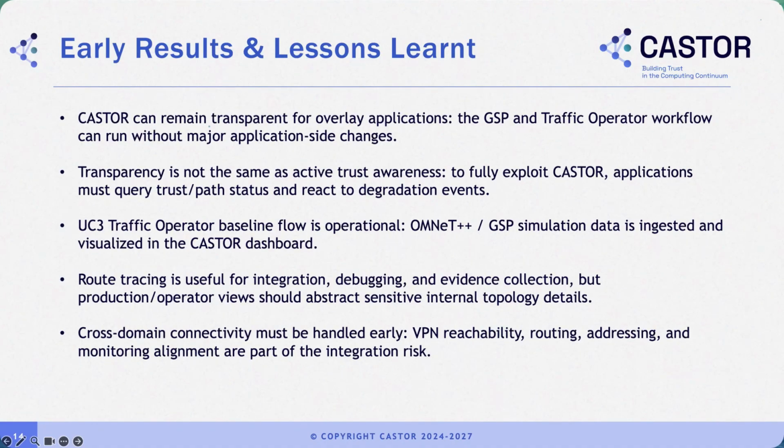The baseline traffic operator flow is already operational and visualized in the dashboard. Route tracing is great for integration and debugging, but production views should abstract away sensitive internal topology. And cross-domain connectivity, such as VPN, reachability, routing, addressing, all of these things have to be handled early, given they are a real integration risk.